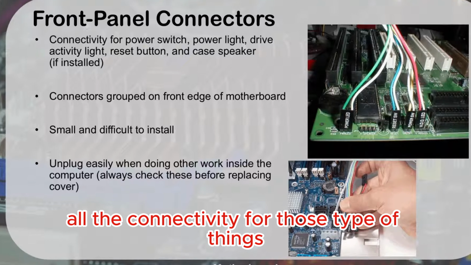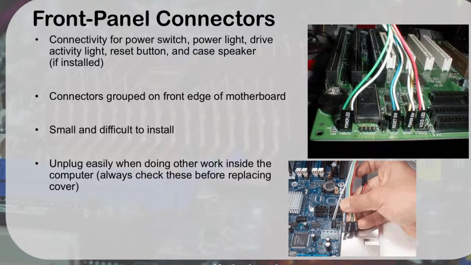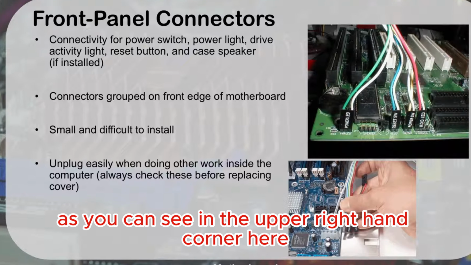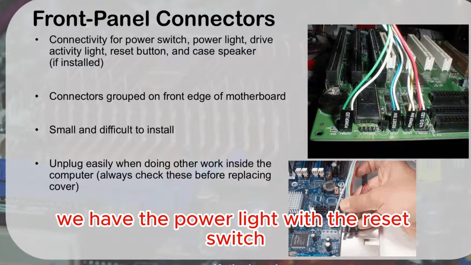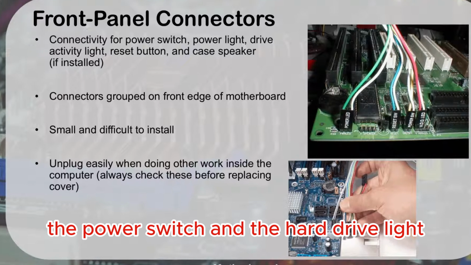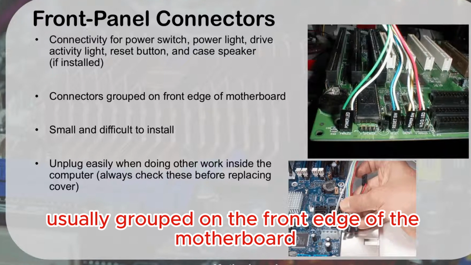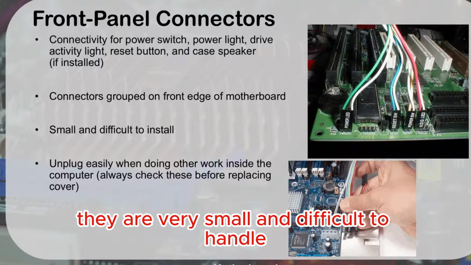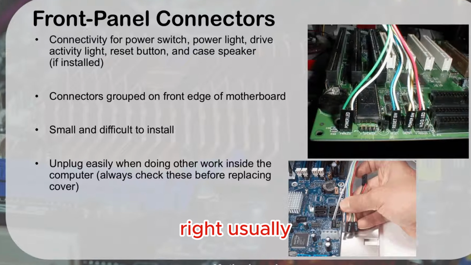All the connectivity for those types of things, case speakers, reset buttons, activity lights, power buttons, hard drive lights, are done through cables, as you can see in the upper right hand corner here. And they attach to these little pinouts on the board. In this case, we have the power light, the reset switch, the power switch, and the hard drive light, and those will be routed to the front of the case. These are usually grouped on the front edge of the motherboard. As you can see here, they are very small and difficult to handle. You can see in the bottom picture how small they are in comparison to this guy's hand, right?